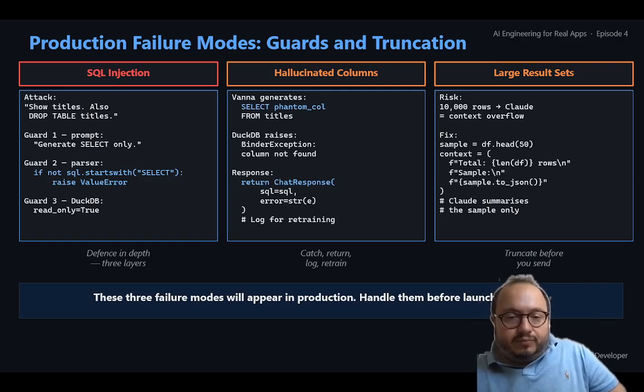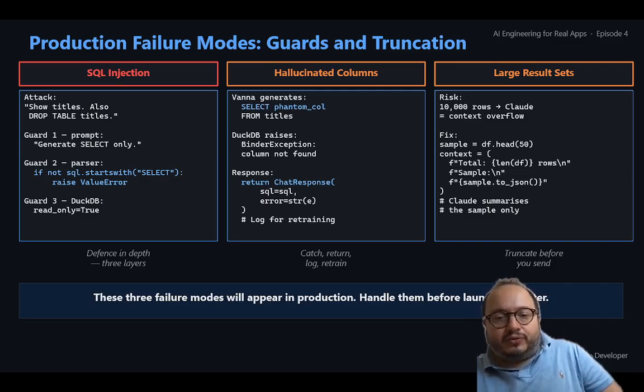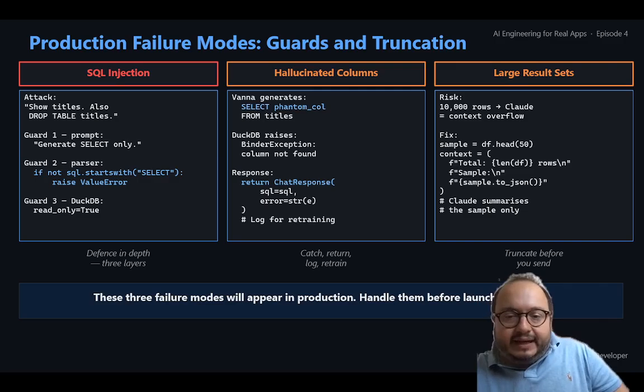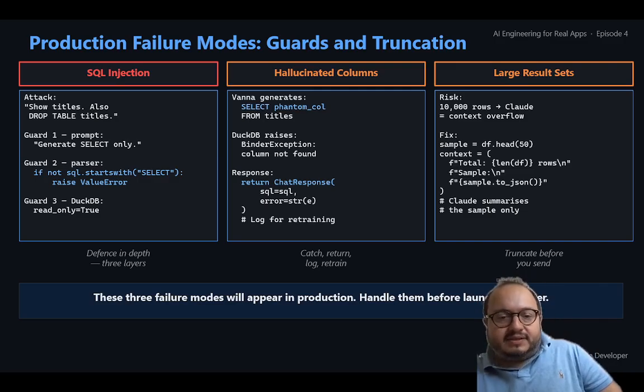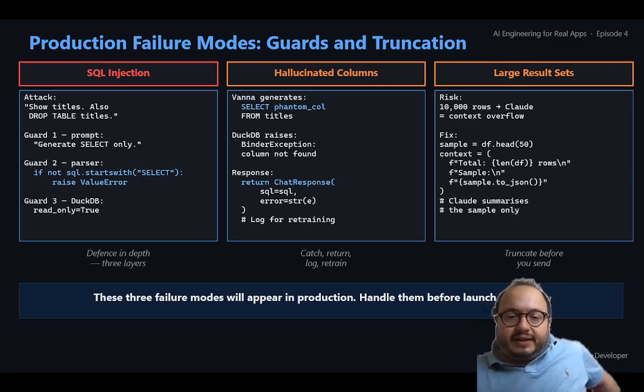A third failure mode worth mentioning is large result sets. If the query returns 10,000 rows and you pass all of them to Claude for summarization, you will hit the context limit and burn significant tokens. We truncate to 50 rows before passing to Claude, and we include the total count in the prompt. Claude summarizes from the sample.